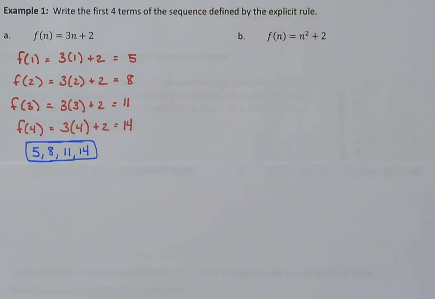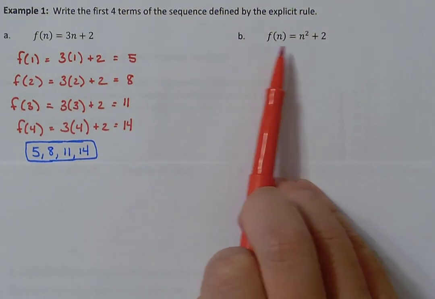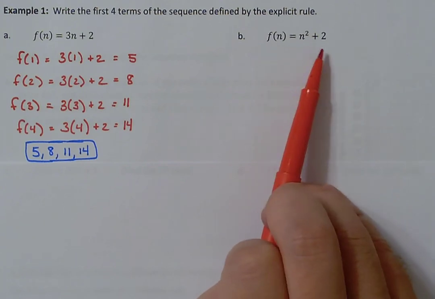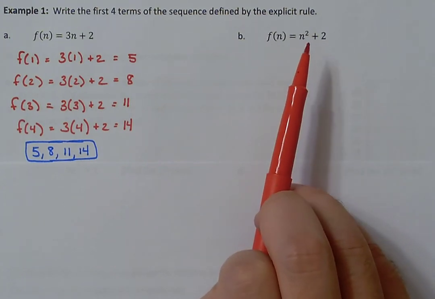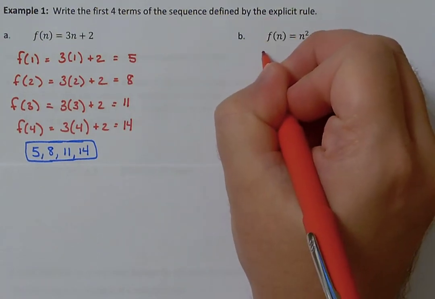All right, for part B, we're going to do the same thing. We just have a different rule. Now for B, it's f of n equals n to the power of 2 plus 2. So n squared plus 2. So we're going to plug in 1, 2, 3, and 4 for n, and then solve. All right, let's go ahead and do that.